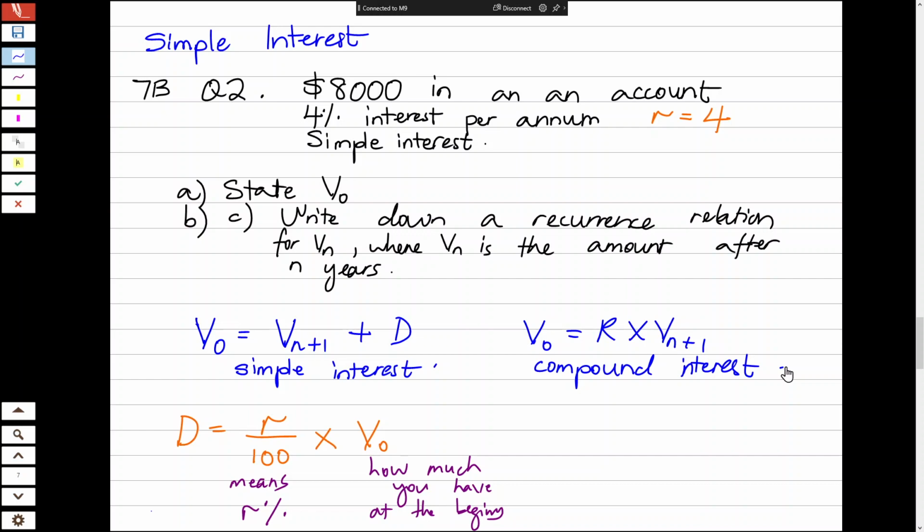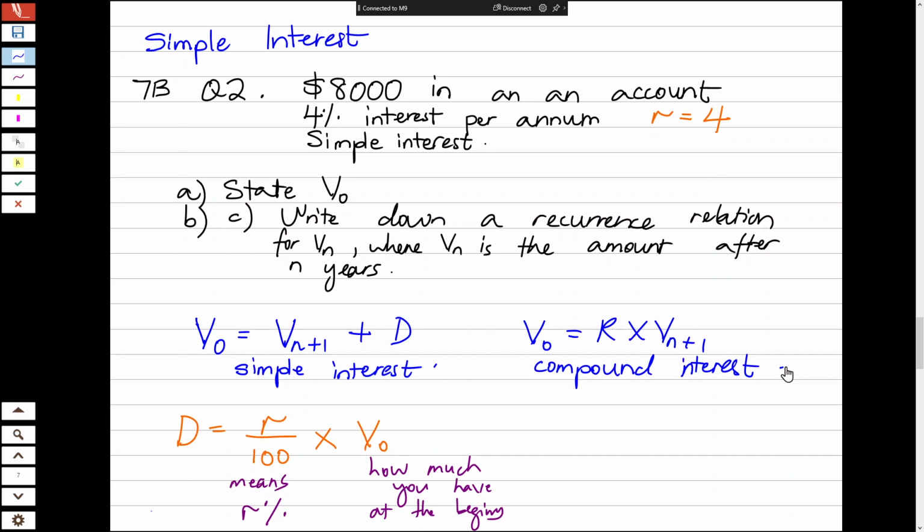Does the orange equation make sense, or have I just lost you? Yeah, it makes sense. Okay, can you explain it to me? You need to explain the equation. It equals the rate over 100 times whatever it is, times by the amount of capital. Okay, why are we doing that though? Why are you multiplying? To get the interest, so you can work out the simple interest. Why do we use V naught?